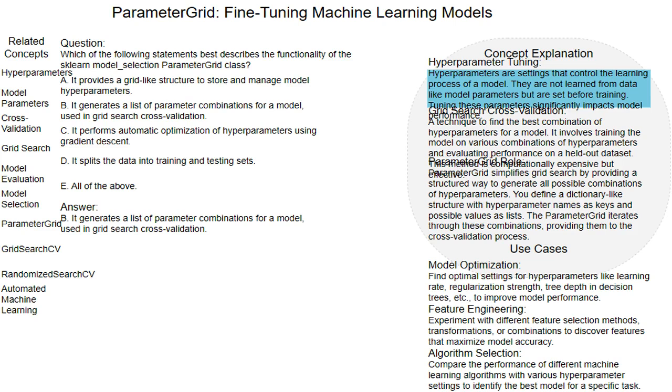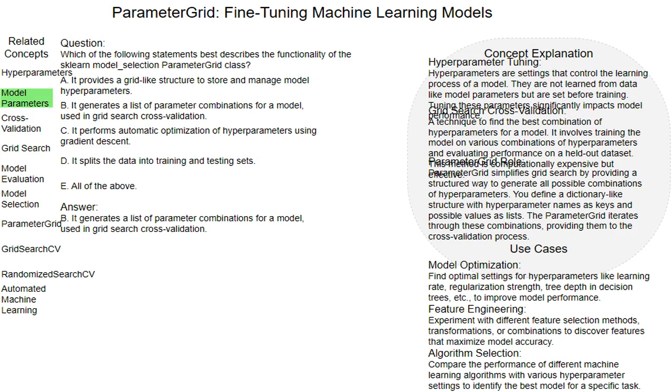Hyperparameters: settings that control the learning process of a machine learning model, but are not learned from data. Example: the learning rate in gradient descent. In a neural network, you can adjust the learning rate, a hyperparameter, to control how quickly the model learns from data. A higher learning rate leads to faster learning but may cause instability, while a lower learning rate ensures stability but might take longer to converge.